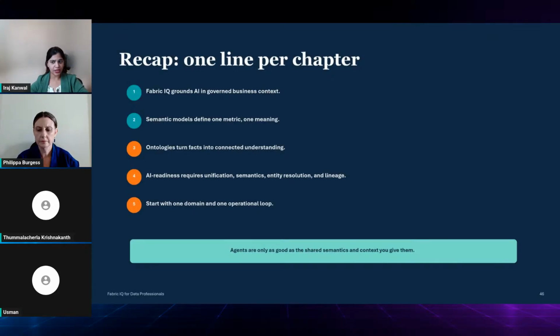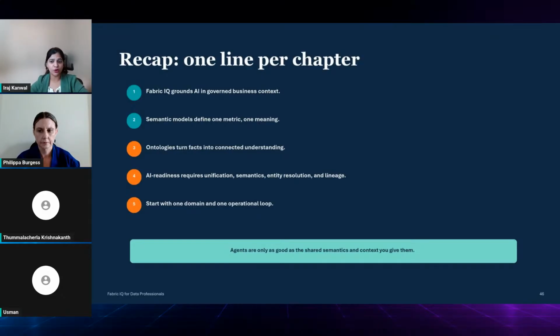So Fabric IQ is what grounds the AI in the governed business context. Semantic models define one metric, one meaning, whereas the ontology turns facts into a connected understanding. AI readiness can require data unification, shared semantics, and entity resolution with lineage. The practical starting point is picking one domain, one operational rule.